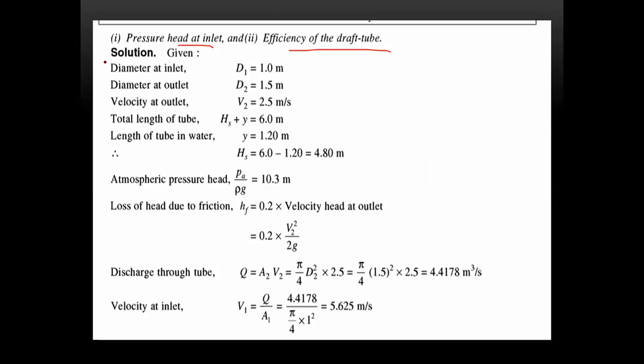Now, write the given data: diameter of the inlet, diameter of the outlet, velocity of the outlet, total length of the tube, length of the tube in the water. Therefore, actual pressure head, loss of head, discharge through the tube, velocity at the inlet.